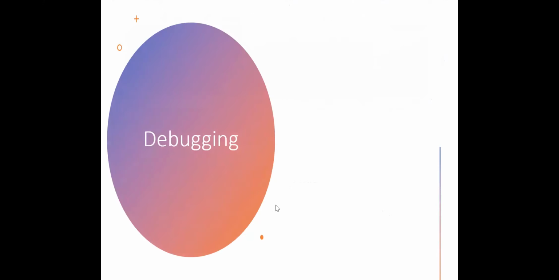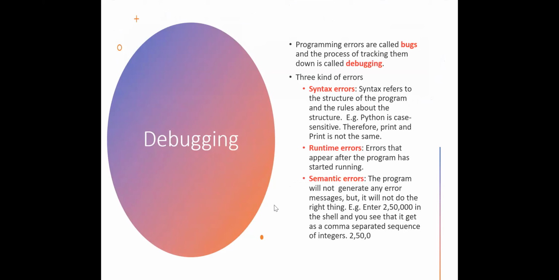Okay, now let's briefly look at debugging, which means there might be errors in Python. Most common errors are syntax errors, which means you type something wrong. Right now, we have learned only the print function, but let's say you type print with a capital P, Python gives you an error, right?